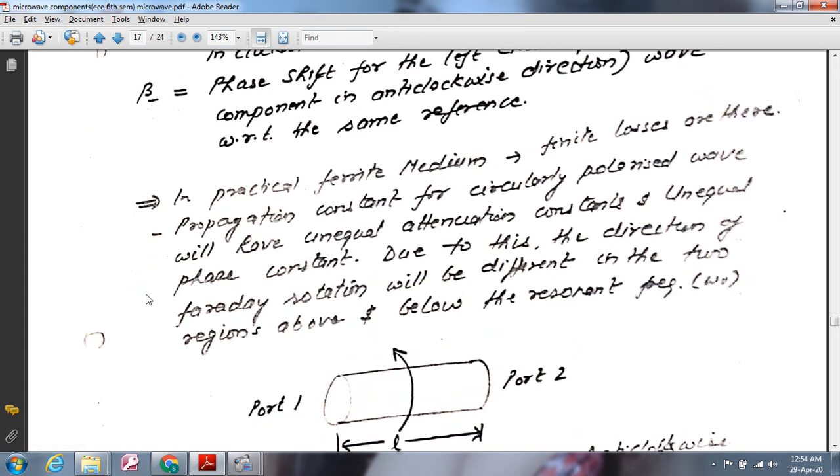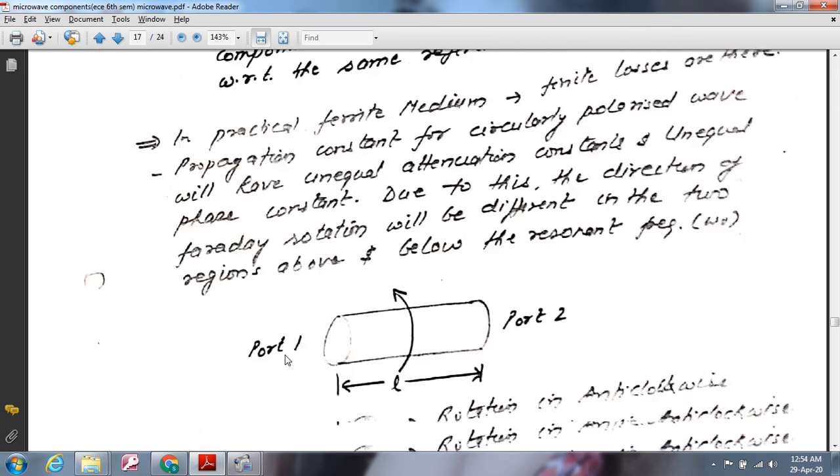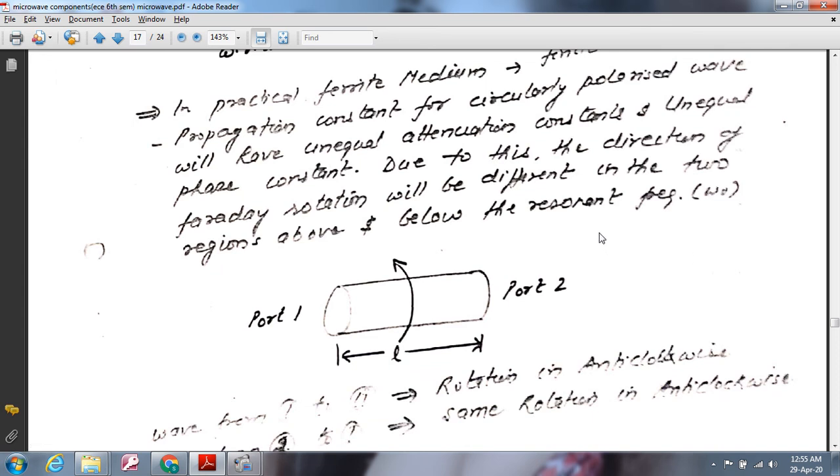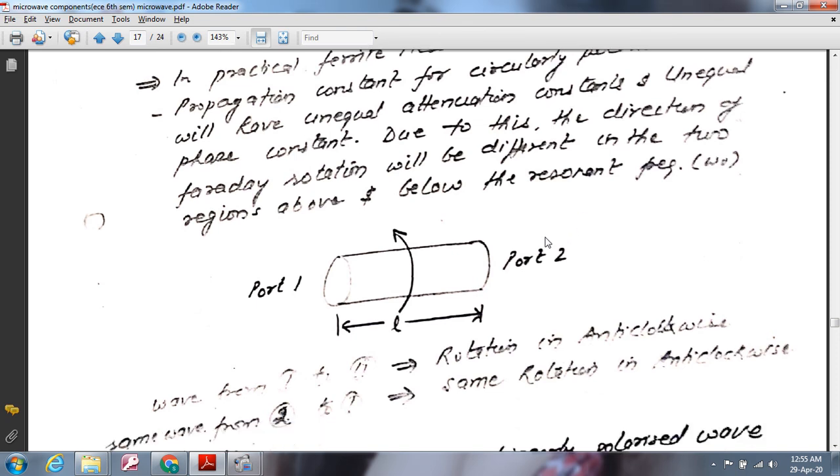Now in a practical ferrite medium, finite losses will be there, and the propagation constant for a circularly polarized wave will have unequal attenuation constant and unequal phase constant. Due to this, the direction of Faraday rotation will be different in the two regions above and below the resonating frequency, which is omega naught. This can be seen from this. This is the length L, this is port number 1, this is port number 2.